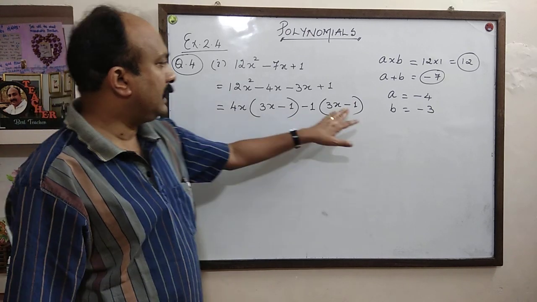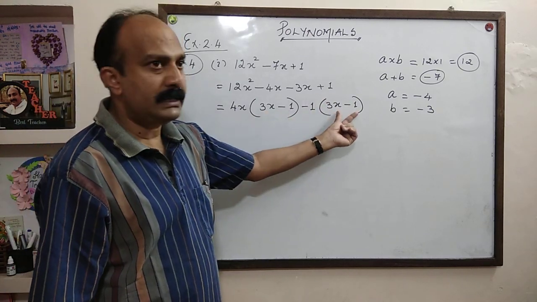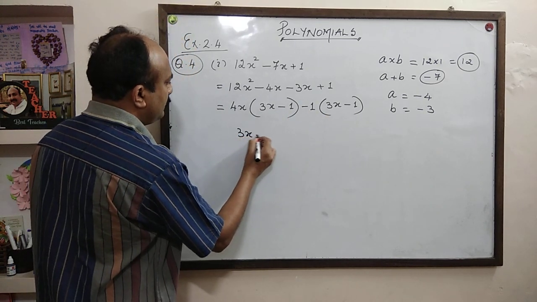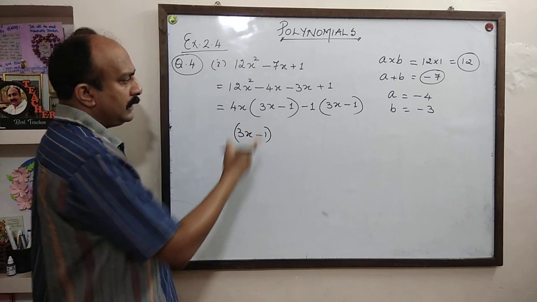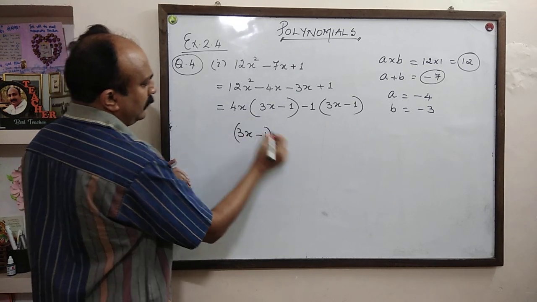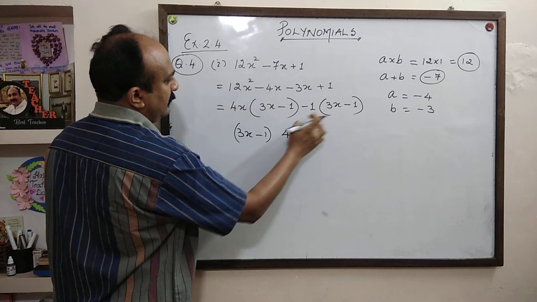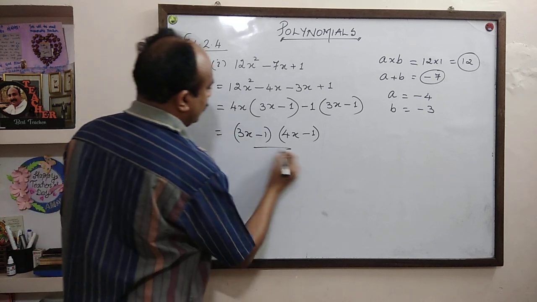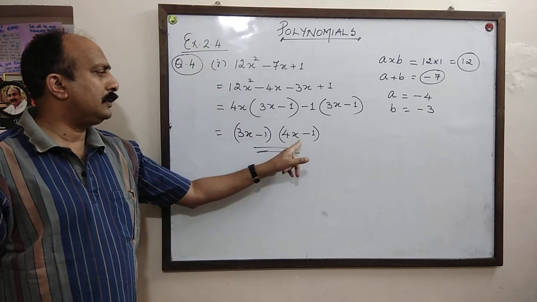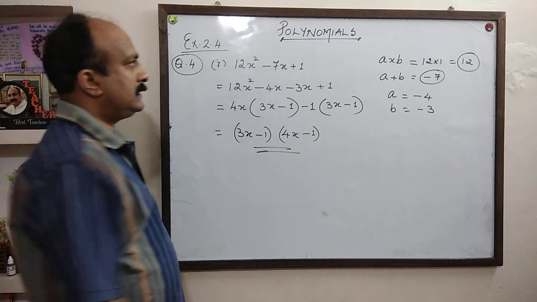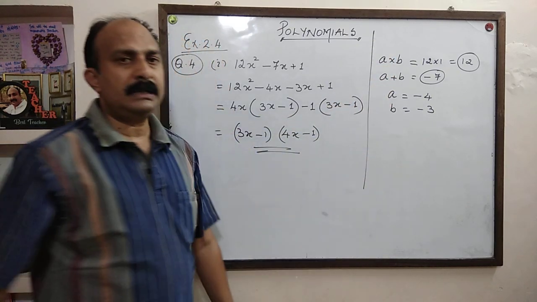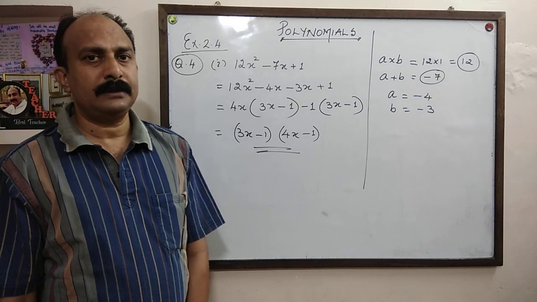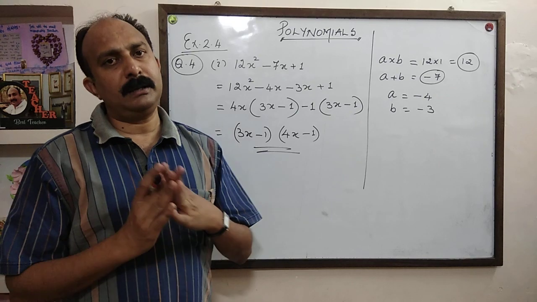Now we can see that 3x minus 1 is common here and here. So now we will take this 3x minus 1 as common. Now what is left out here? From here we got 4x. And what is left out here? Minus 1. So we got two factors, 3x minus 1 into 4x minus 1. This is just the repetition of class 8. In class 8, the same method was taught. This is called the splitting the middle term method.